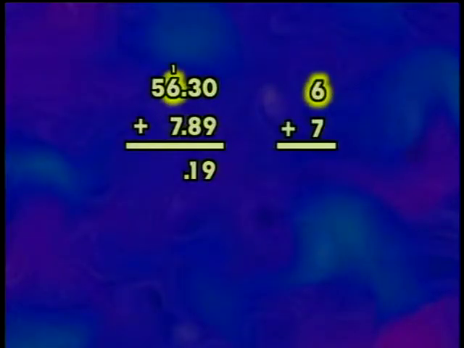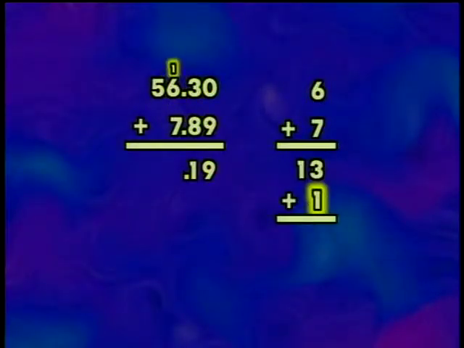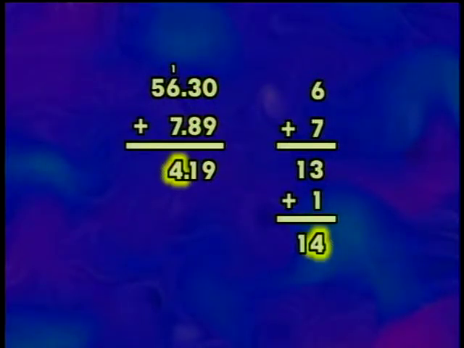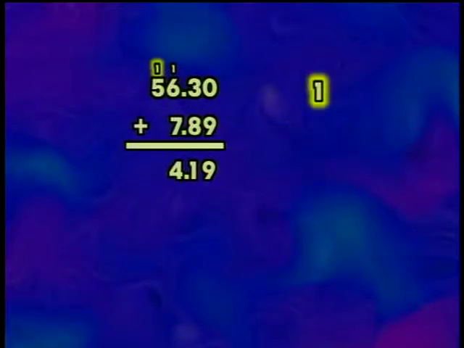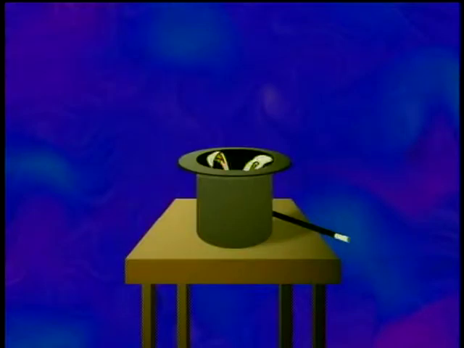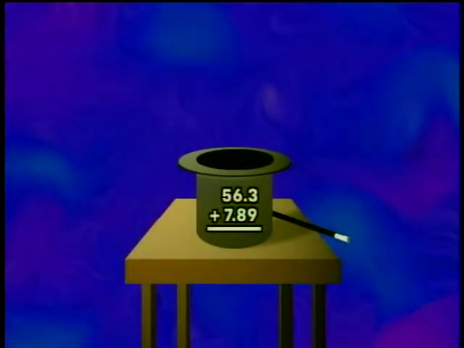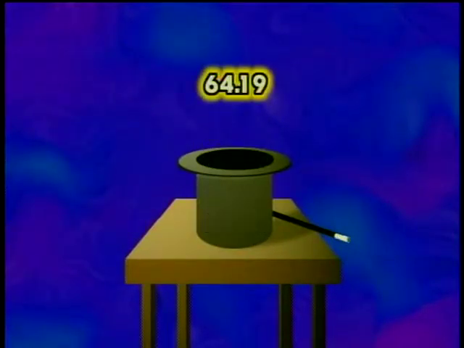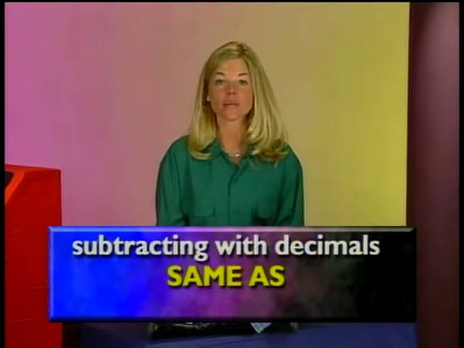7 plus 6 is 13, plus the carried 1 equals 14. The 4 goes in the units place, and we carry the 1 to the tens place. Now we add the carried 1 plus 5 to get 6. The 6 goes in the tens place of the solution, and presto! The answer to our addition problem is 64 19/100ths. Subtracting with decimals is done in the same way as adding. The most important thing to remember is to line the decimal points up.